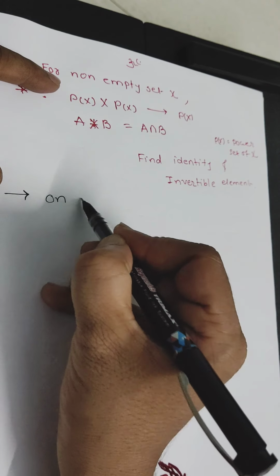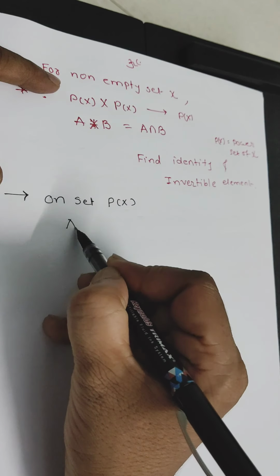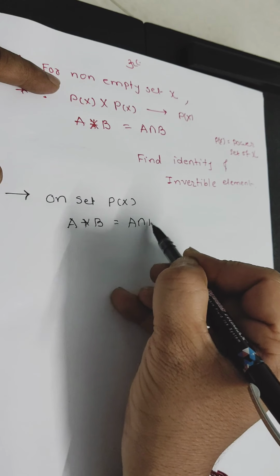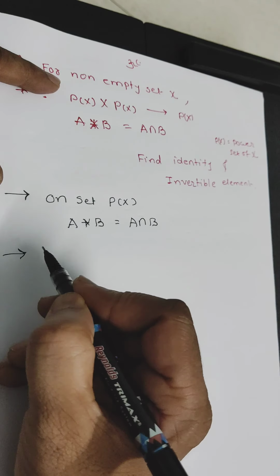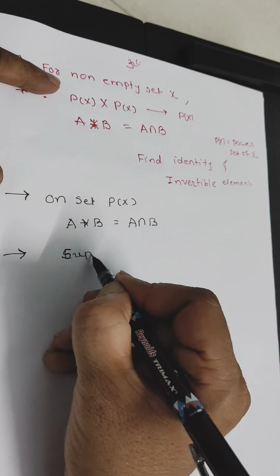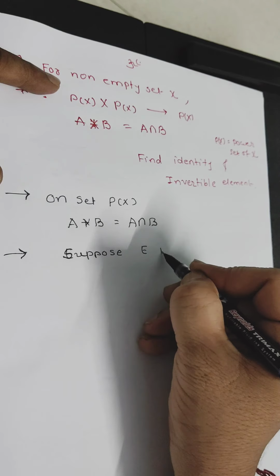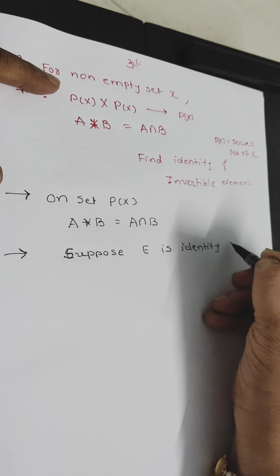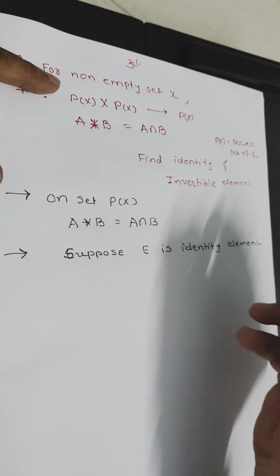Now, how to write that on the set P(X), A * B is equal to A intersection B. To find the identity element, suppose E is the identity element for X.